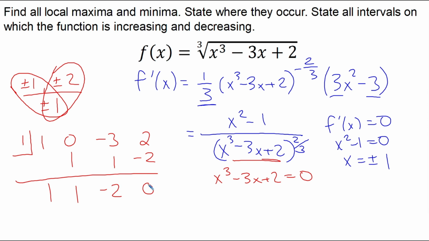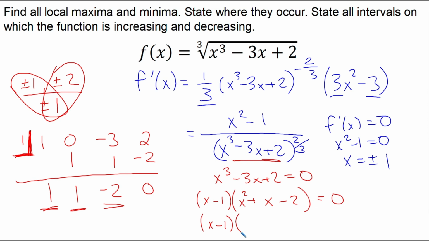So what we can do then is rewrite this as x minus 1, right? Because if I have a 1 up here, that means that 1 is a root of this function, so x minus 1 must have been a factor. And then I multiply it by 1x squared plus 1x minus 2, and that equals 0. When I factor this even more, I can multiply this out again and say this is x plus 2 and x minus 1.